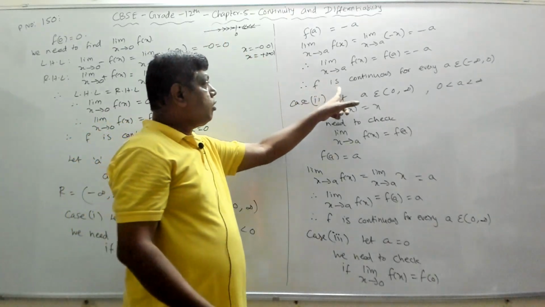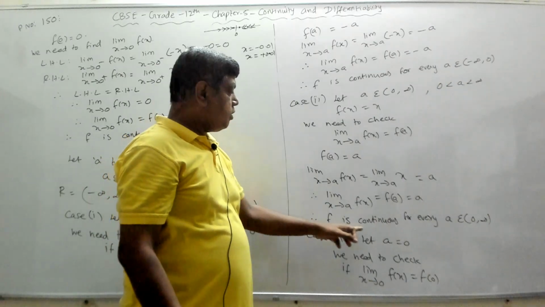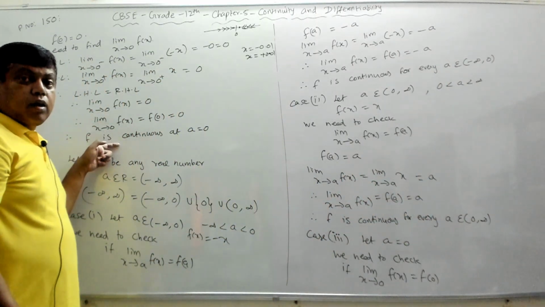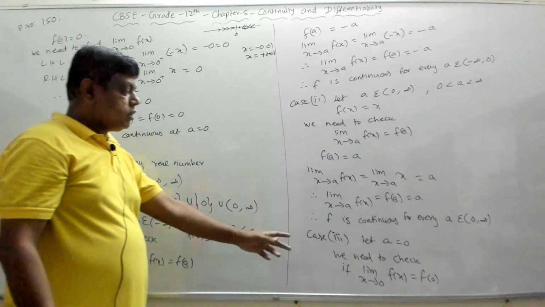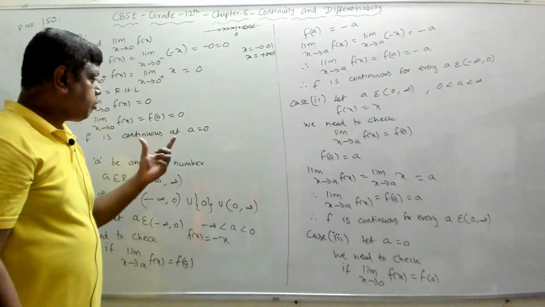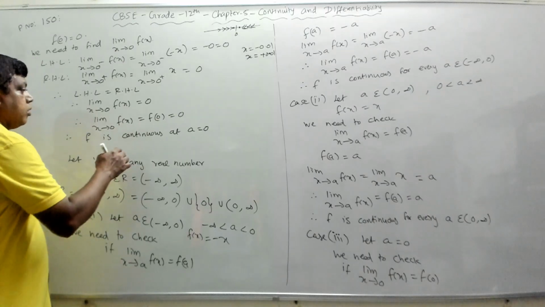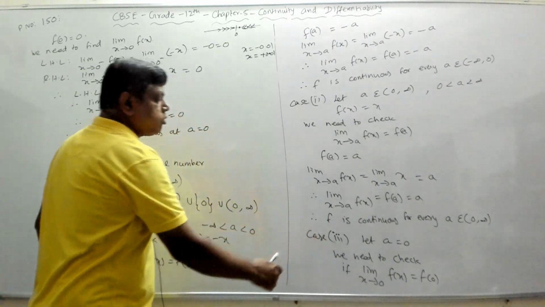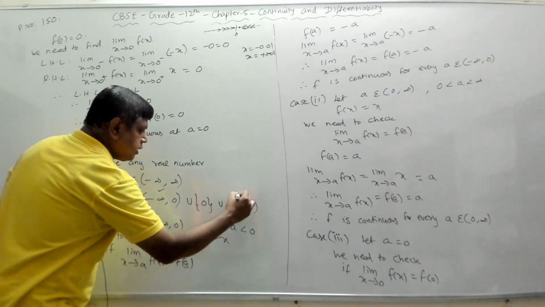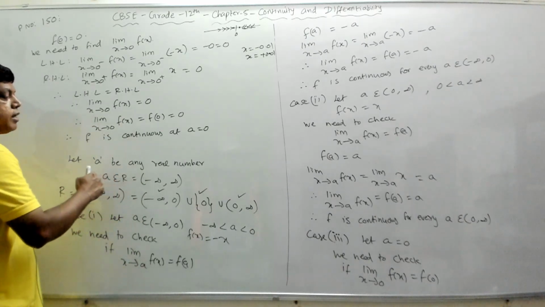In case 1 f is continuous for every negative real number. Case 2, f is continuous for every positive real number. Case 3, at 0 also. We had to do this separately for the point 0, because at that point the definition of f of x is changing. So f is continuous at case 3 also, where a is 0. Therefore f is continuous at every real number.